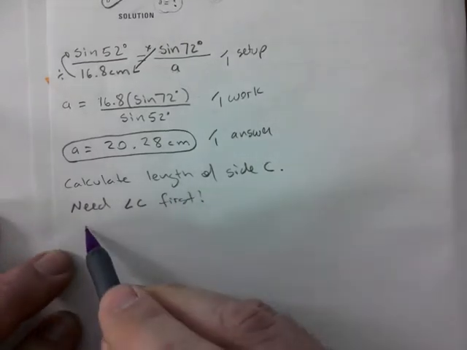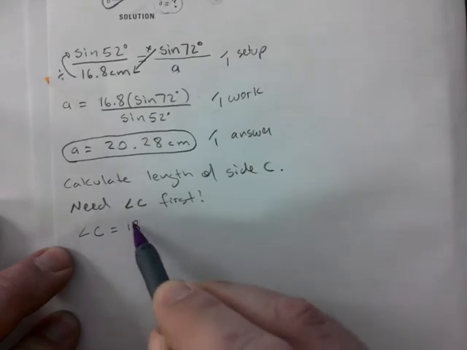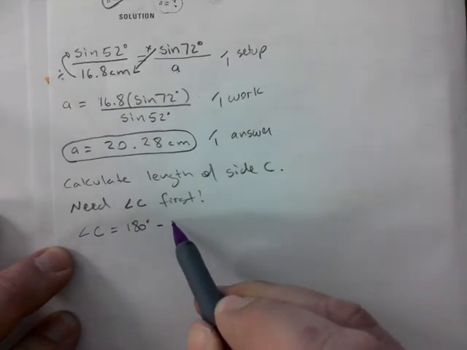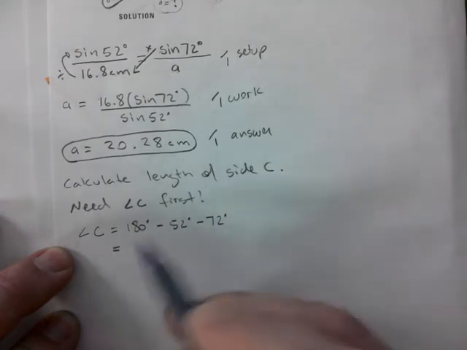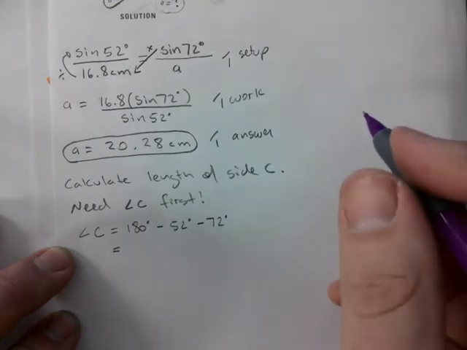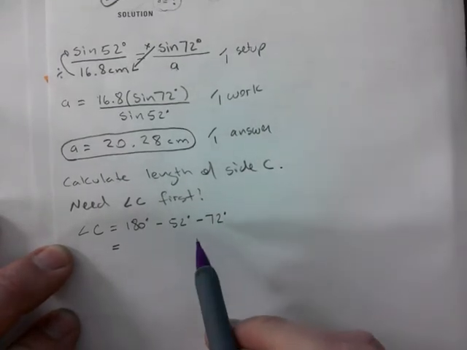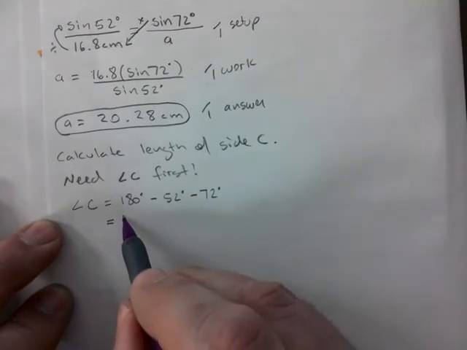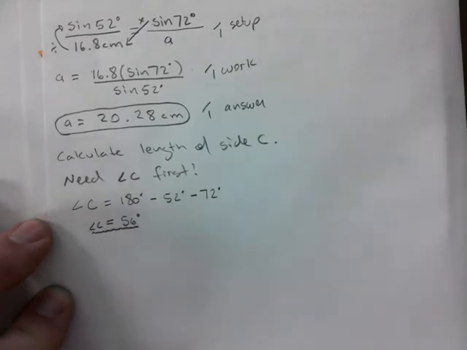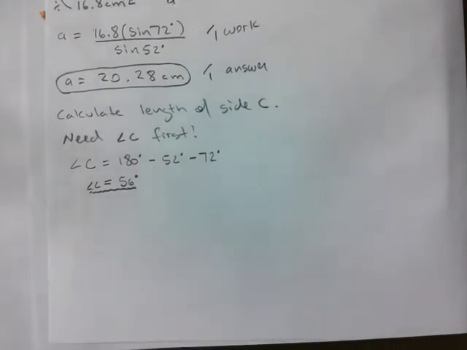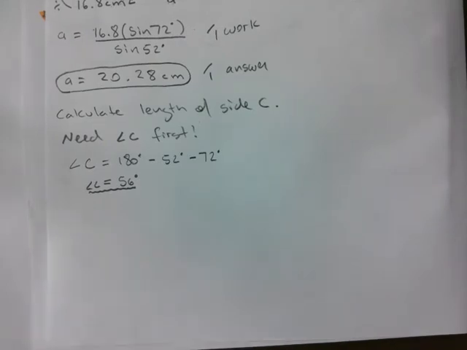Okay? So I will say that angle C is going to be 180 minus 52 degrees minus 72 degrees. And that gives me, if you do this, you get 56 degrees for angle C. I'm going to underline that because it's not my final answer, but it is a number I need to know. You need to know the angle across the side you're trying to find. I'll repeat that one more time. You need the angle across from the side that you're trying to find.